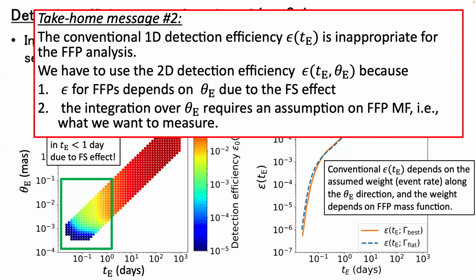The conventional 1D detection efficiency as a function of tE is inappropriate for the FFP analysis. So we have to use the 2D detection efficiency, because first, the detection efficiency for free floating planets depends on theta E due to the finite source effect. And second, even when you integrate over theta E to get the 1D detection efficiency, it requires an assumption on the FFP mass function, which is what we want to measure.